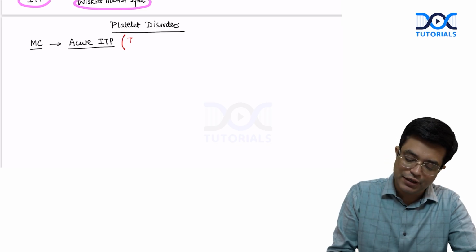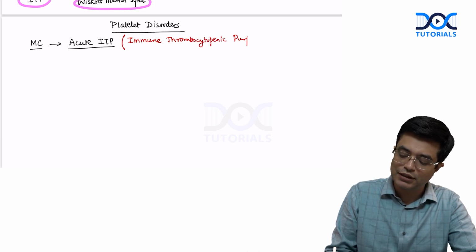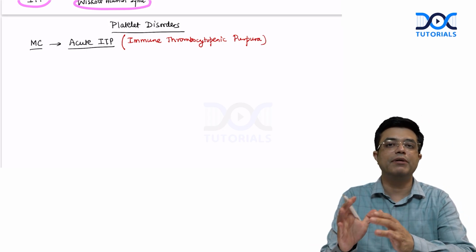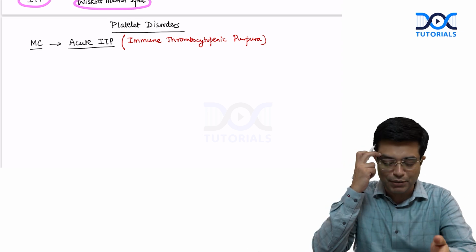ITP stands for immune thrombocytopenic purpura. Earlier, we used to have a condition called idiopathic thrombocytopenic purpura, but the term idiopathic is no longer used because we now know it is an acute manifestation, and these patients have an autoantibody formation against the platelet.